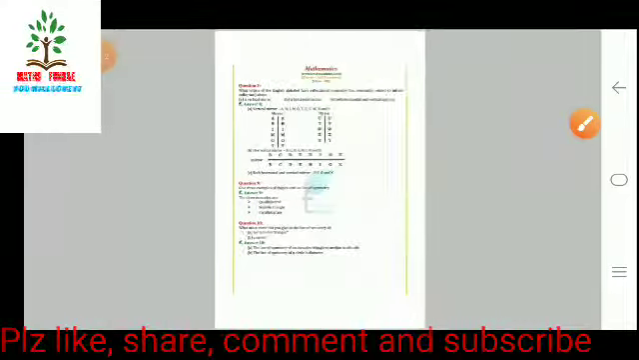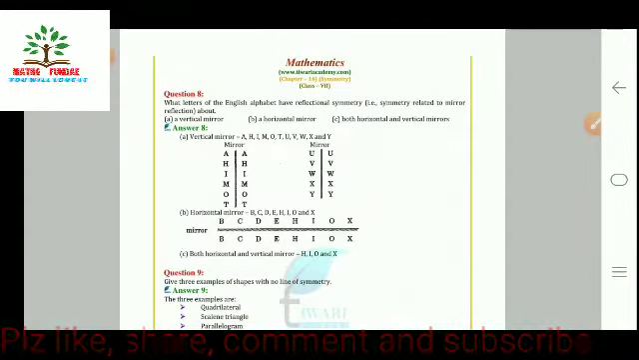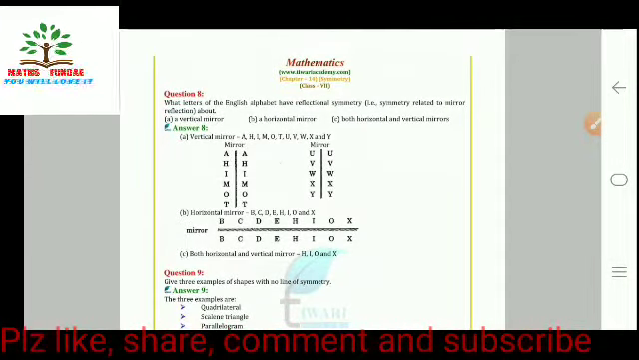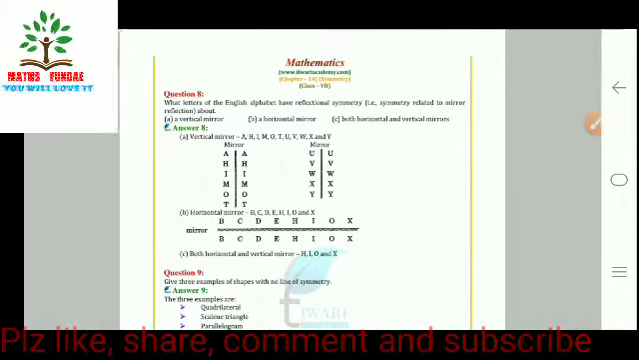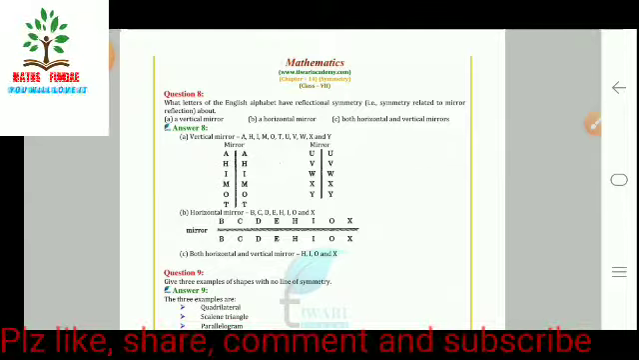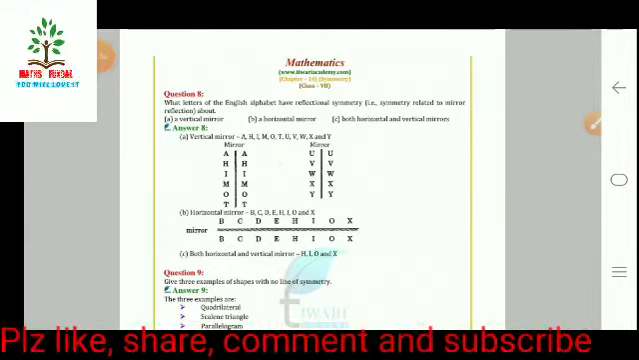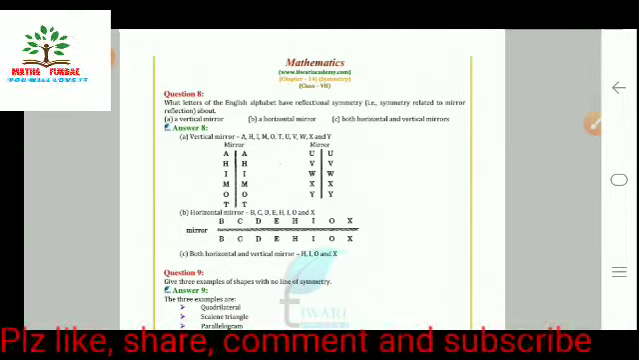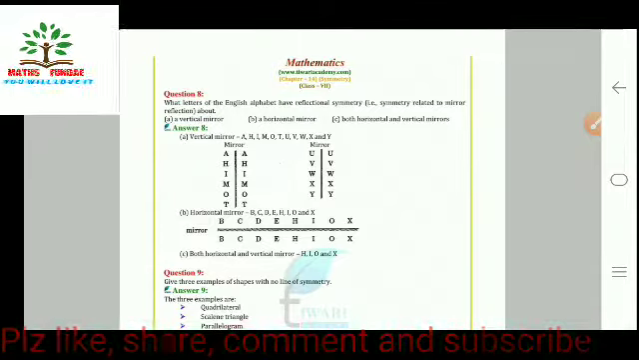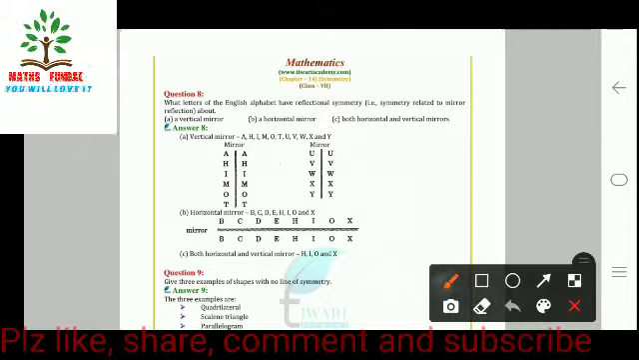Okay, then coming to the next question, question number 8. Which letters of the English alphabet have reflected symmetry, that is, symmetry related to mirror reflection? A vertical mirror, a horizontal mirror, or both horizontal and vertical mirrors. Looking here, for the vertical mirror we have A H I M O T U V W X Y. They are symmetrical, meaning we'll get the same image in all these figures.